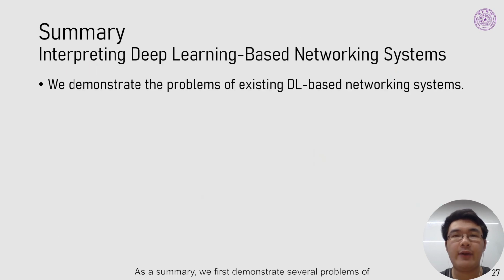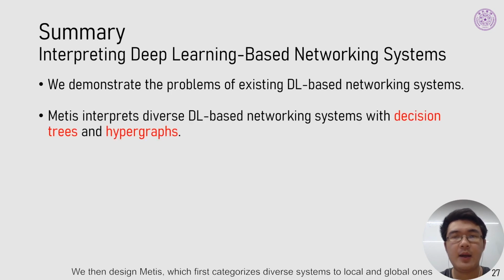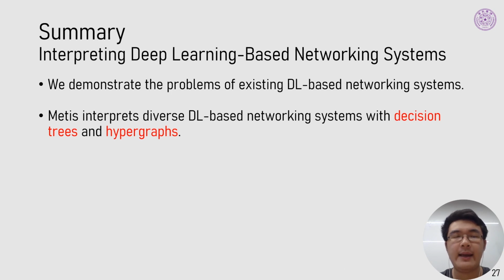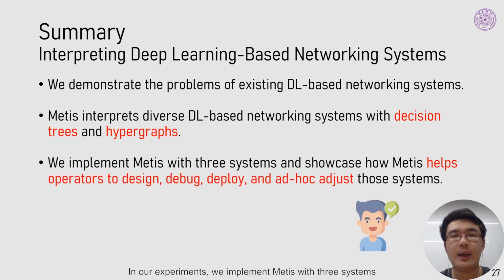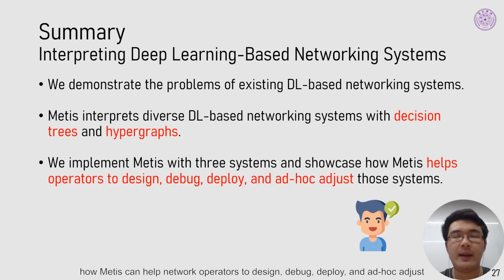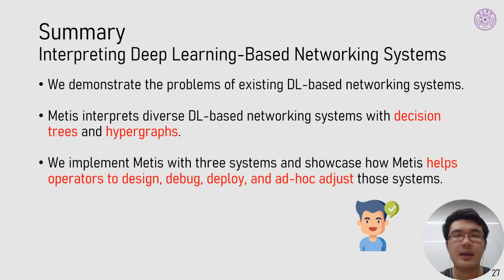As a summary, we first demonstrate several problems of existing deep learning-based networking systems. We then design Mattis, which first categorizes diverse systems into local and global ones, and then interprets them with decision trees and hypergraphs. In our experiments, we implement Mattis with 3 systems, Pensive, Auto, and RootNet, to show preliminary cases on how Mattis can help network operators to design, debug, deploy, and ad hoc adjust those deep learning-based networking systems.